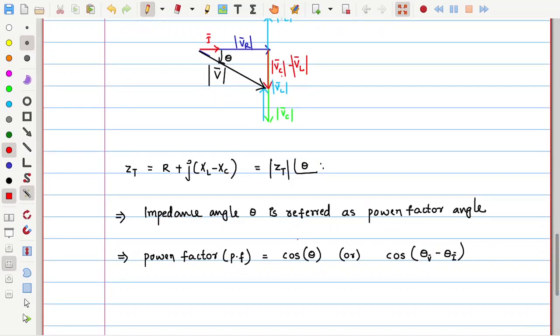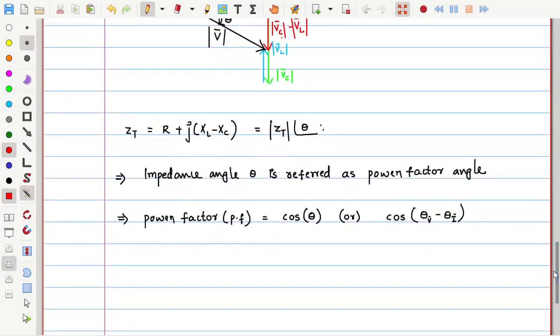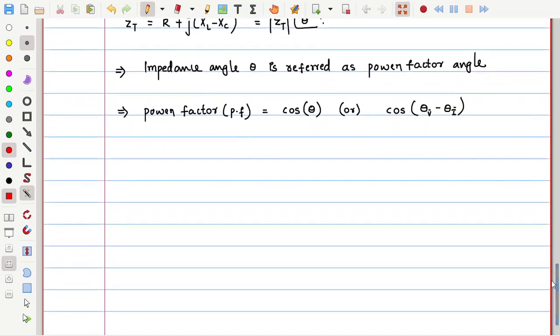Okay. So with this, now let me take one problem and let us see this important concept through this problem also.